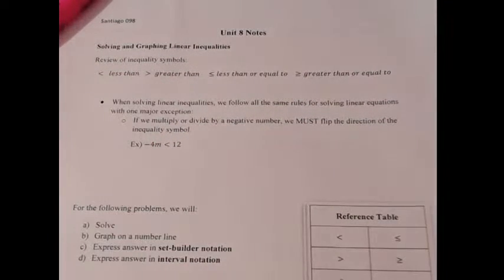Now, when solving linear inequalities, we follow all the same rules for solving linear equations, but with one major exception. If we multiply or divide by a negative number, we must flip the direction of the inequality symbol. That's the main ingredient here. So I have an example. It's a very quick example because I wanted you to see exactly what happens.